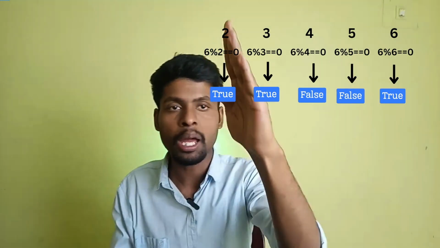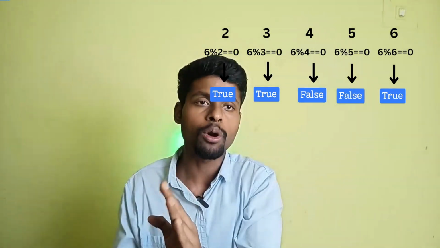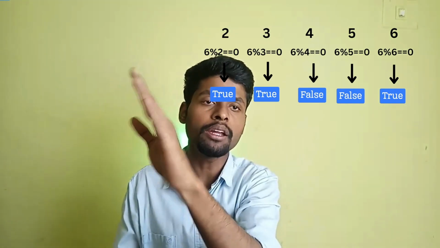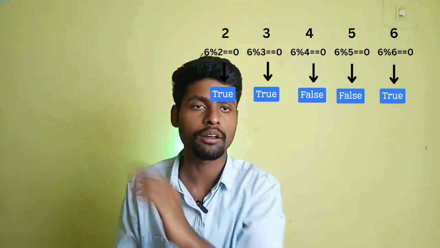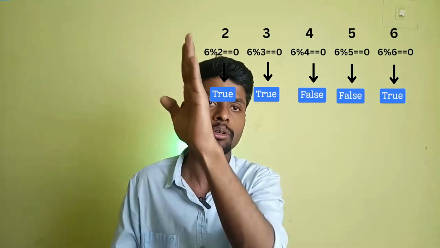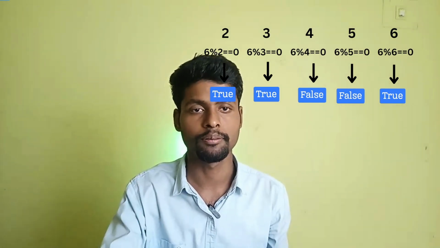Hope I am clear. Why am I starting with the 2? Because for 1, whatever the value, it will divide by 1. So I don't want to check the user given value with 1, so I am starting with the 2. Let's write the code. Don't worry if you can't understand this. Once I write the program, I promise you will get 100% clarity. Let's write the code first.